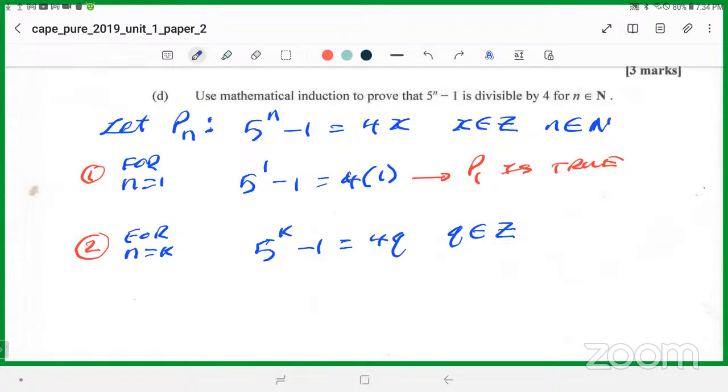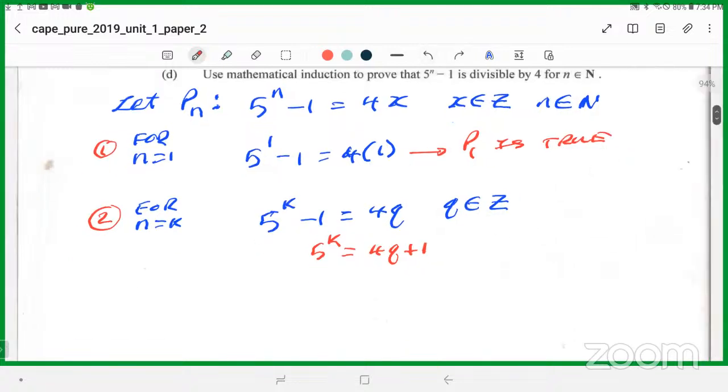So just like the one that we did before, you make this the subject and try to substitute it in the next phase. I'm going to make it the subject from now. When you practice these things, you know. So when I write 5 to the k equals 4q, this 1 is going to come over and become a positive 1. So we're going to use this expression for 5 to the k in the next step, right?